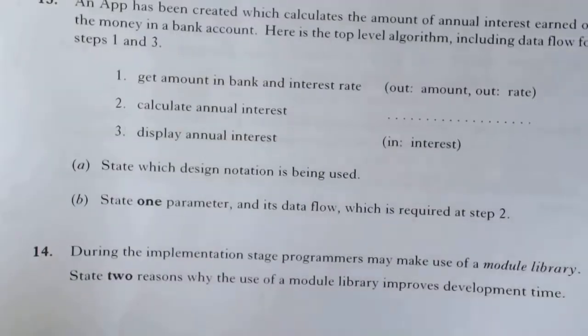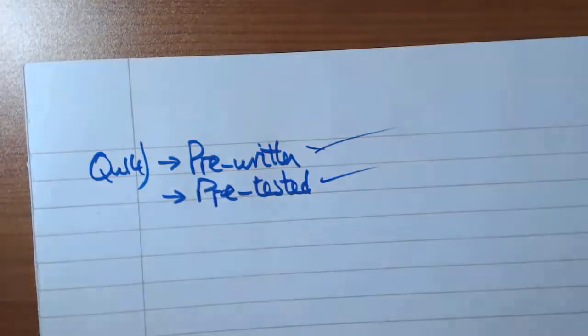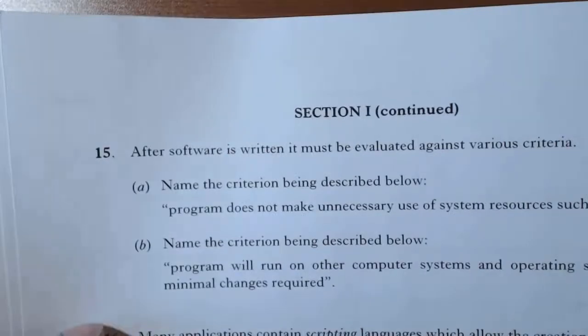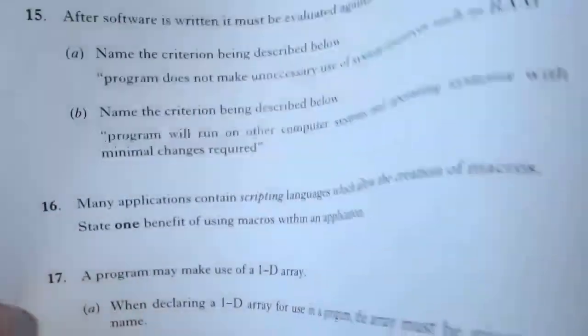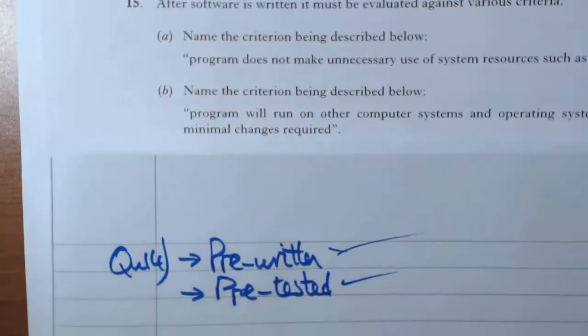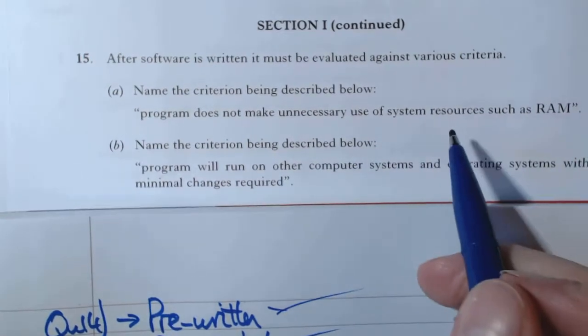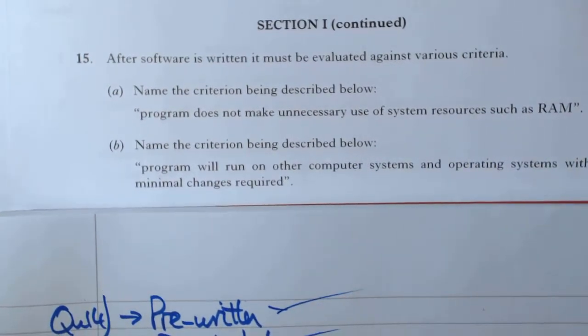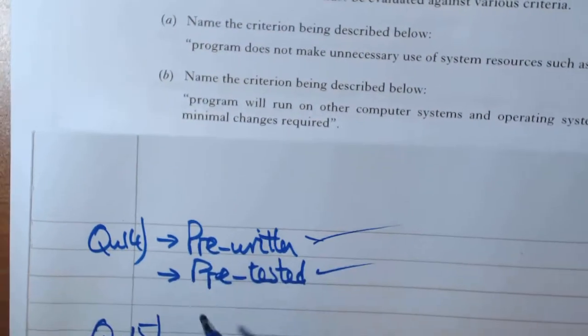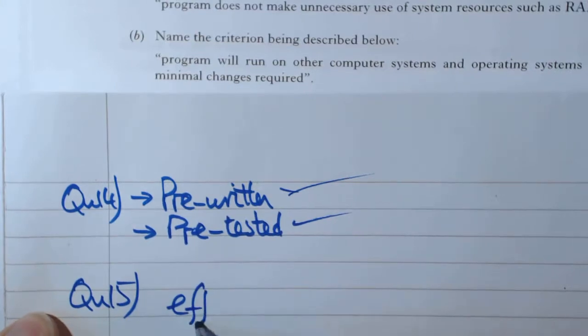Right, I thought that was the end of section 1. It turns out it's not. So you've got question 15 here. These ones are not too bad. They're basically asking, if a program does not make unnecessary use of system resources such as RAM, what is that? Well, that is you looking at the efficiency.